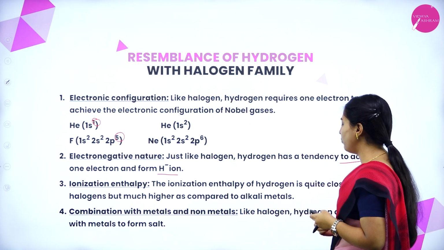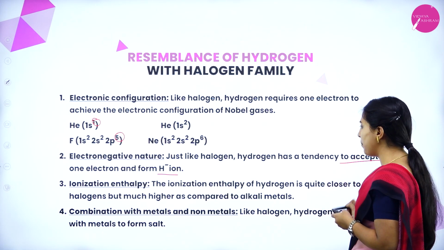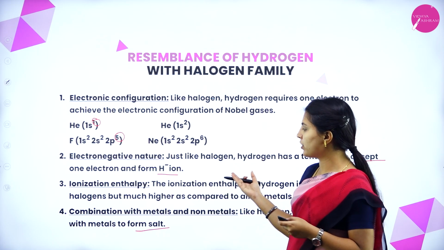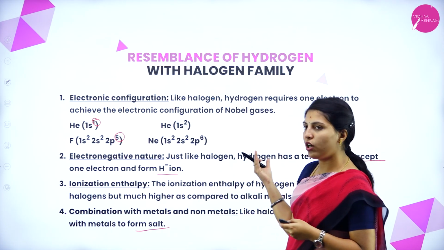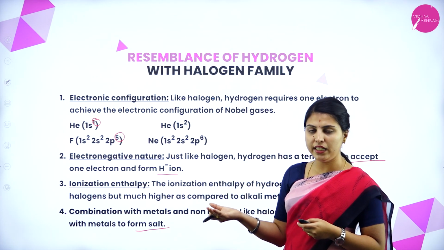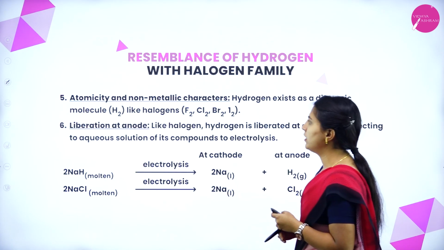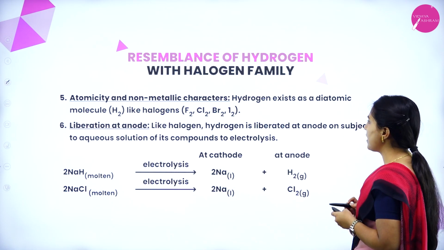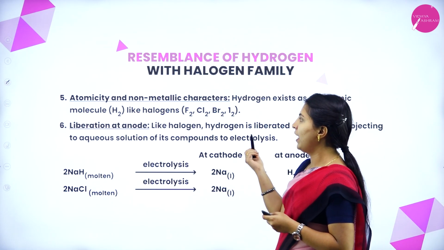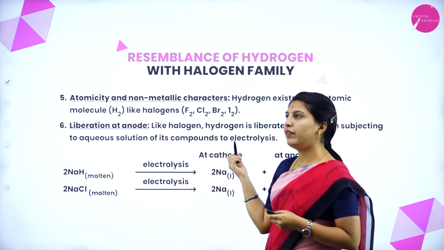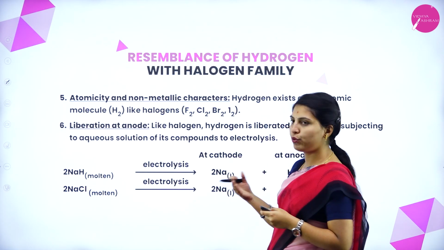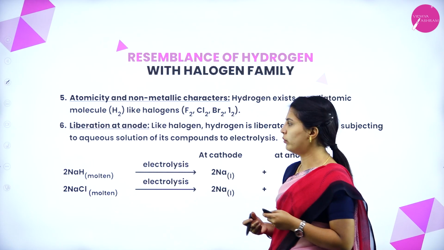Combination with metals and non-metals. Like halogen, hydrogen combines with metals to form salt. Usually hydrogen with metals or non-metals will combine easily to form a salt. This is atomicity and non-metallic character. Hydrogen exists as a diatomic molecule like halogens. Usually it will not be written as H only, it will be considered as H2, like F2, Cl2, Br2, I2.